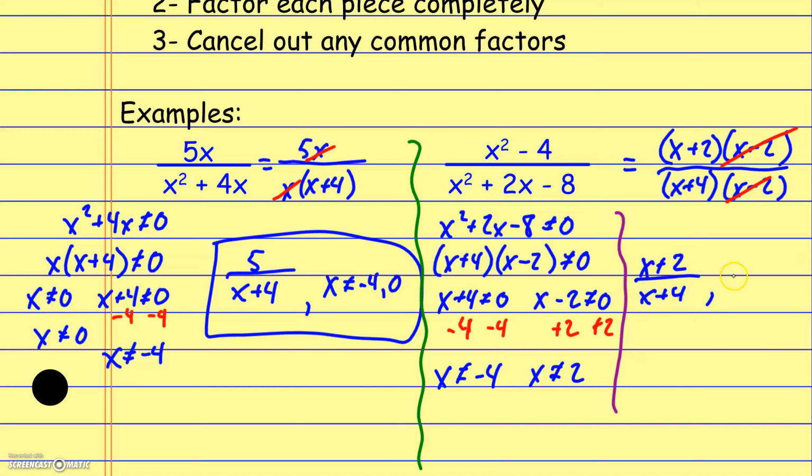But I also have to say that it simplifies to this, except that x cannot equal a negative 4 or a positive 2. So I have to include those domain restrictions as part of my final answer. Okay?